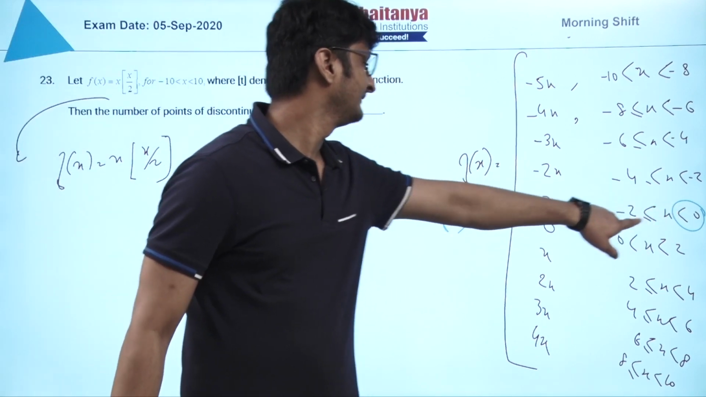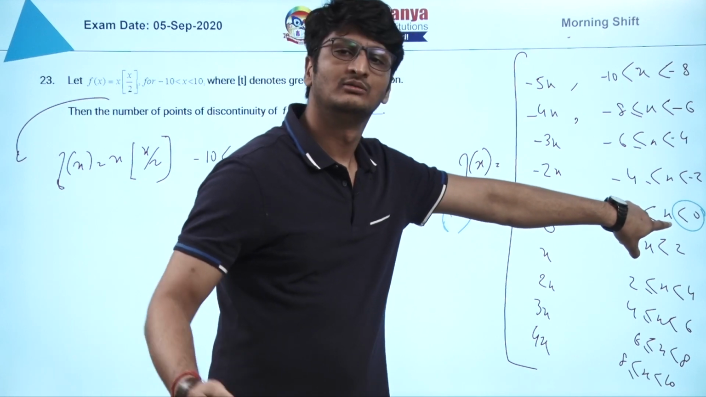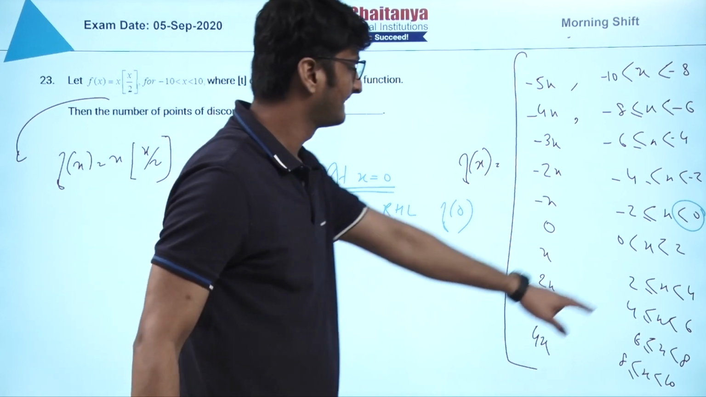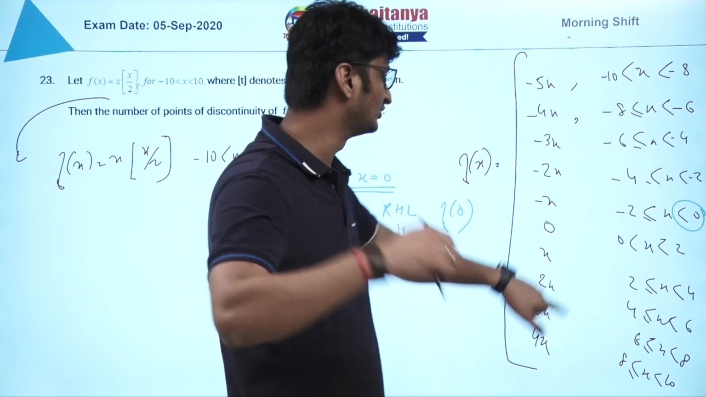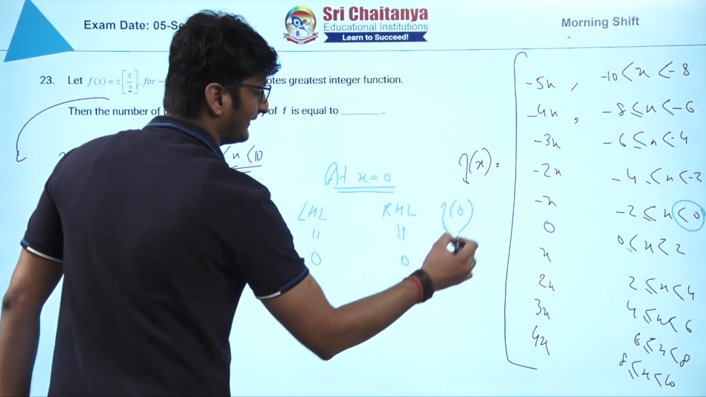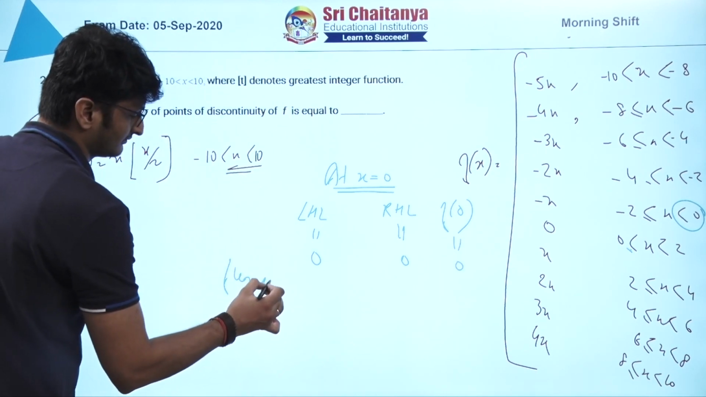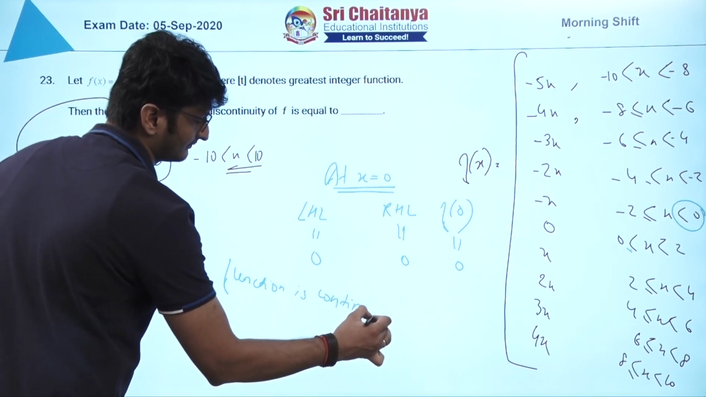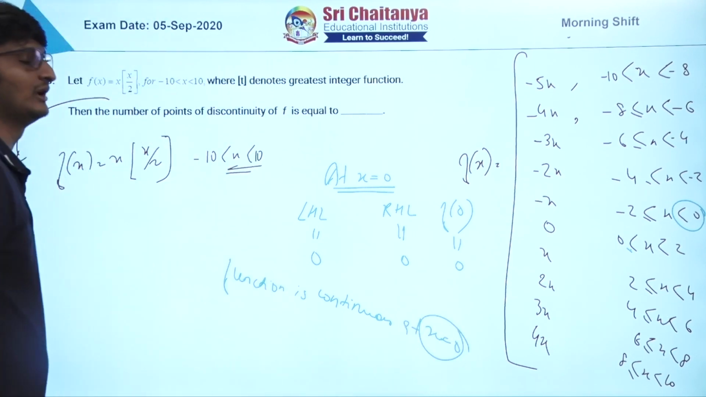LHL will be what, sir? If you put any value less than this, what value you are getting? LHL, what value you will get? Sir, 0. RHL, any value you put, h, again put h tends to 0, you are finding a limiting value, that is 0. Here the equal sign is there. So, f of 0 is also 0. So, function is continuous at x equal to 0 and at all other points it is not continuous.